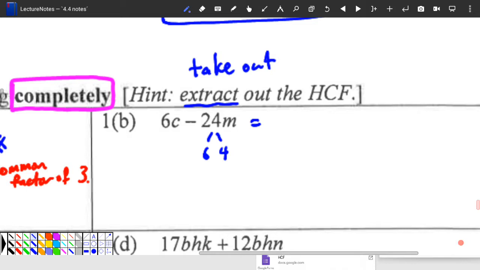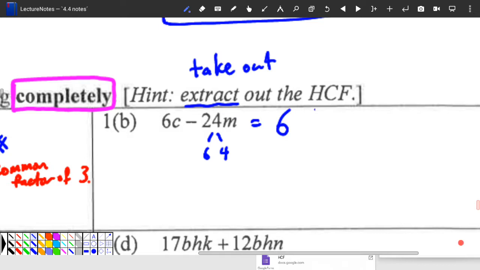So, Ashraf, if I take 6, what is left inside? C minus 4M. Simple? This minus or plus is dependent on who? The outside. Now how do I get the 4? Because 24 is 6 times 4. If I take out 6, 4 is left inside. Understand? Who doesn't understand?